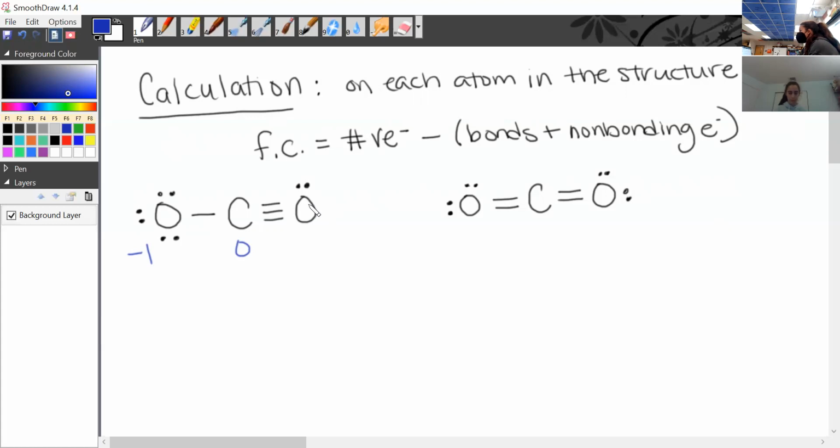Oxygen again has 6 valence electrons minus all of the stuff on the oxygen. So 6 minus 1, 2, 3, 4, 5. 6 minus 5, positive 1. Any questions on how I calculated that?